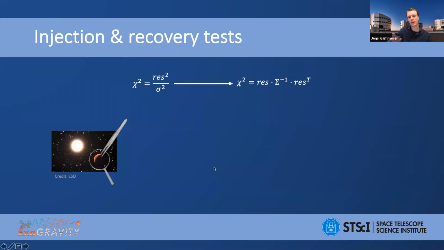So in order to understand the impact of these correlations on the GRAVITY detection limits, we performed so-called companion injection and recovery tests. So we injected a faint companion into a GRAVITY data set and tried to find it again. First with the classical approach where you would just take into account the standard deviations of the data. And then with this approach that takes into account the full covariance matrix that we have been seeing on the previous slide from our model.